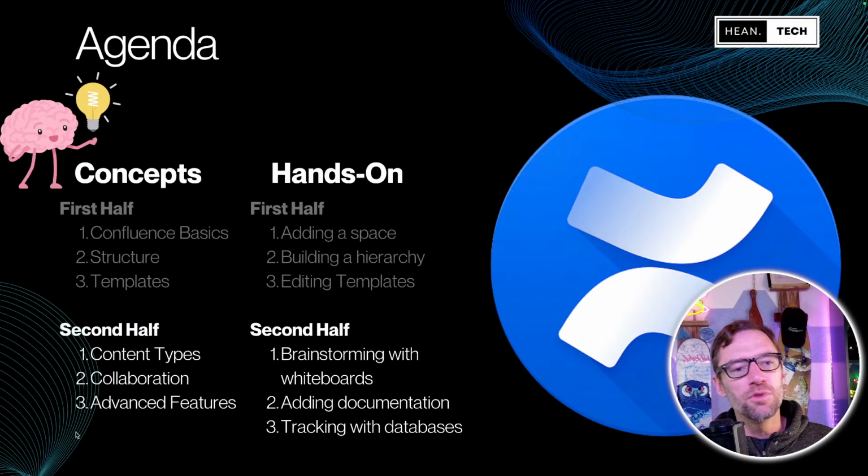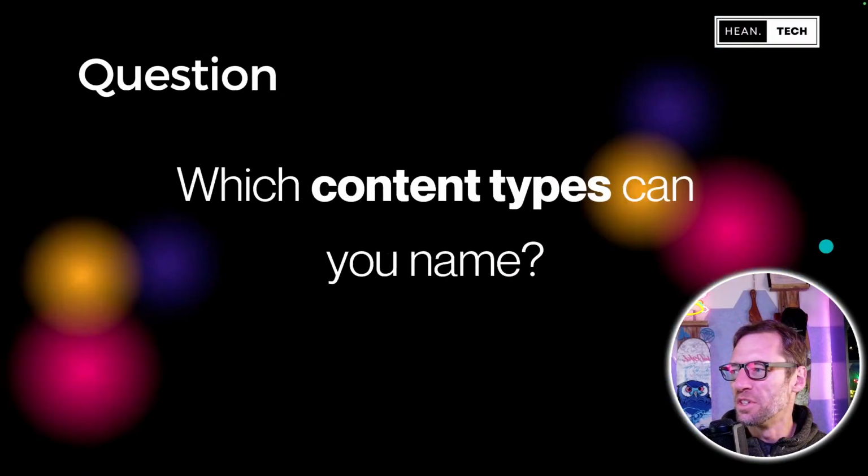But we're now going to move on to content types, talking about how we collaborate in Confluence, and then what other features, loosely grouped as advanced features, help support project managers. This will be an interactive experience, so I'm tinkering around with some fun things here.